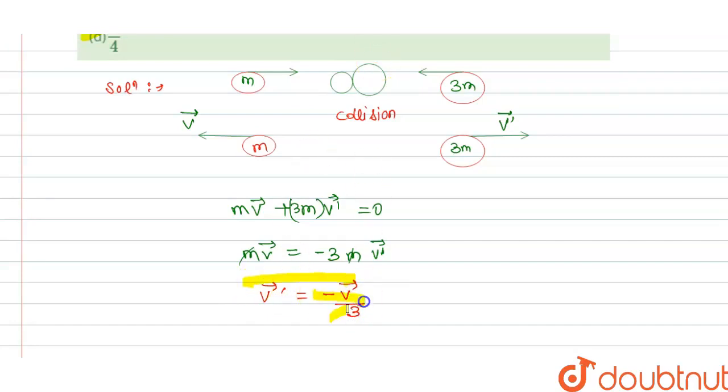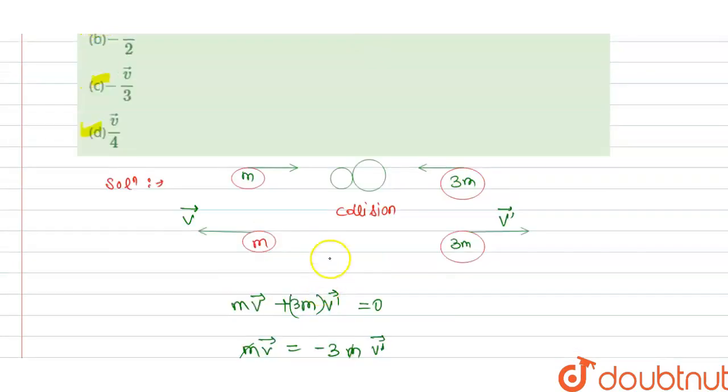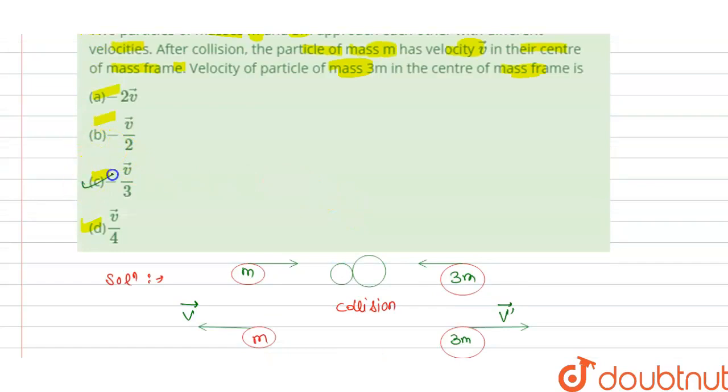So this is the answer for the mass 3m in the center of mass frame. So this is the answer for this question. Now we check which option is correct here. So our option C is correct.